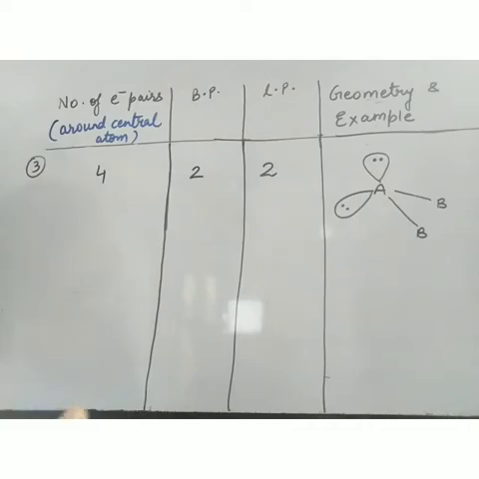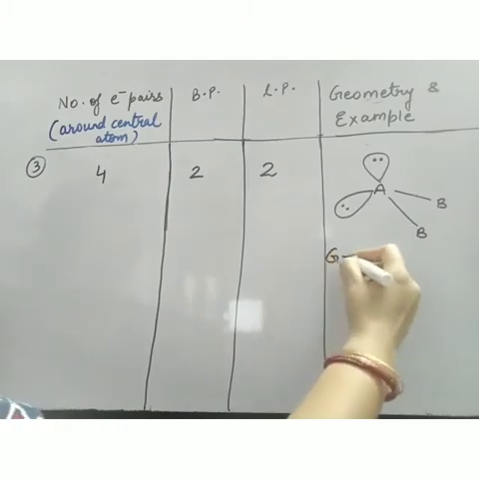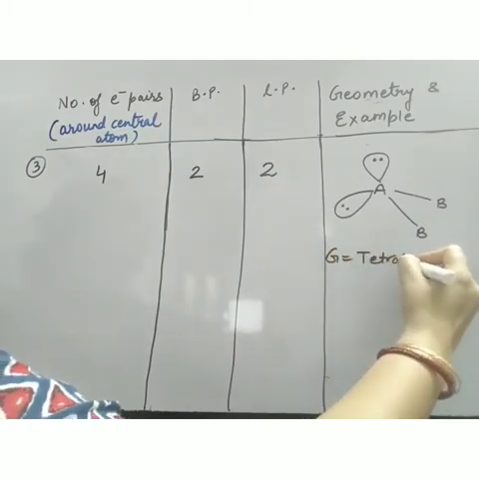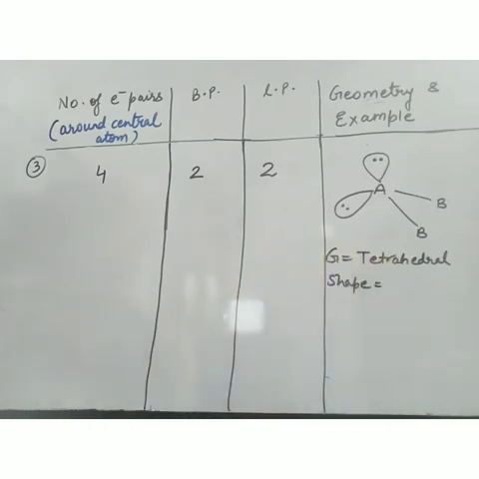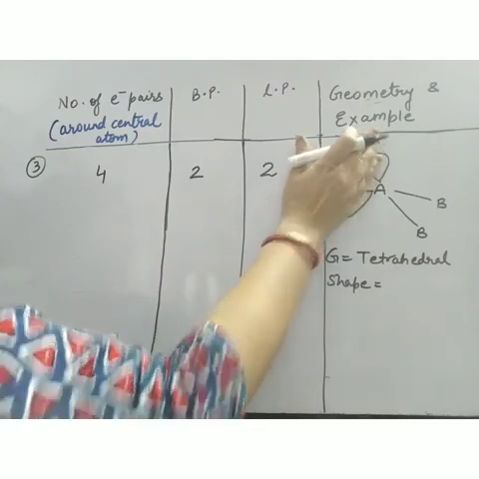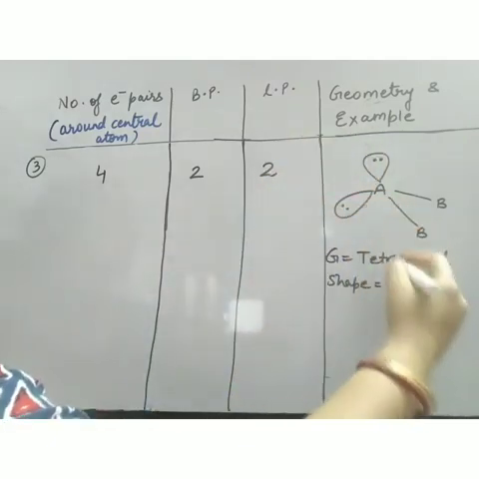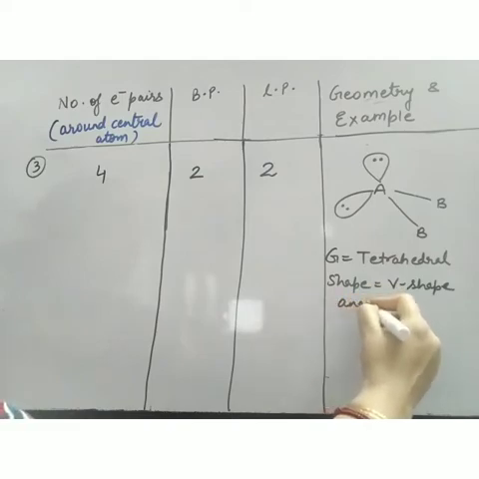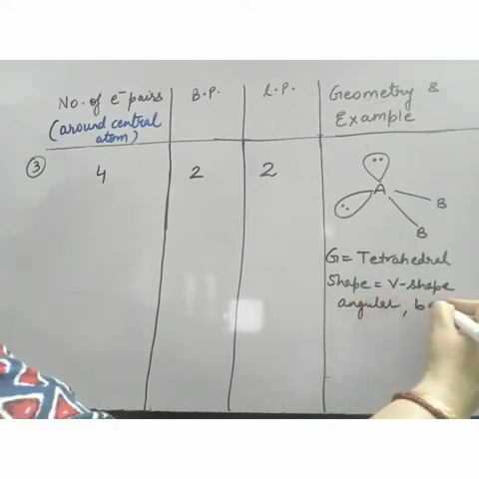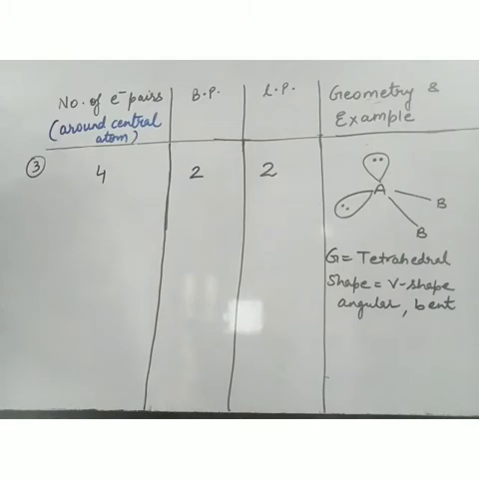So when 2 bond pairs and 2 lone pairs are there, they will occupy positions like this. Still the geometry is tetrahedral only, but now the shape is different. And how to find out the shape? Just hide the lone pairs. If we hide the lone pairs, it looks like a V shape, or we can write angular, bent also. So this is the shape of the molecule.